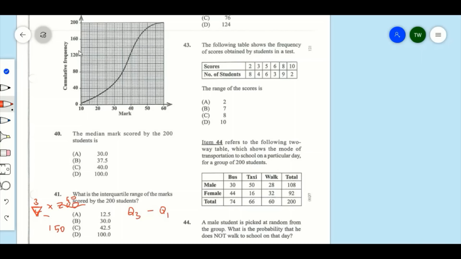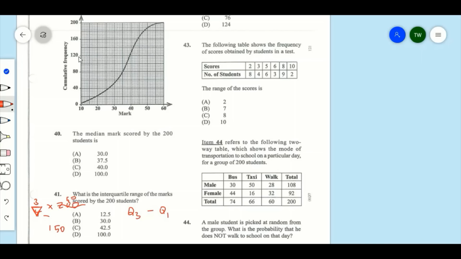Now, in order to get the value of Q3, we need to find the position first, and the position is on the y-axis. Here is 40, and between 0 and 40 we have 10 of these small boxes. So if we want to know how much one of the small boxes is, we have to divide 40 by 10, and that's going to give us 4. So one of the small boxes represents 4, and we need to locate 150.